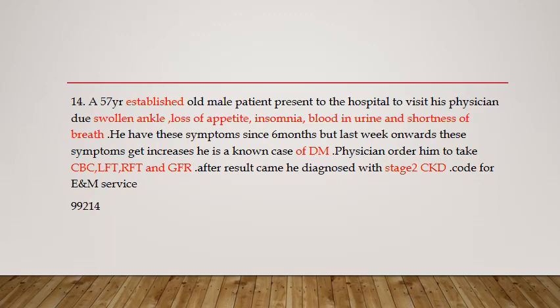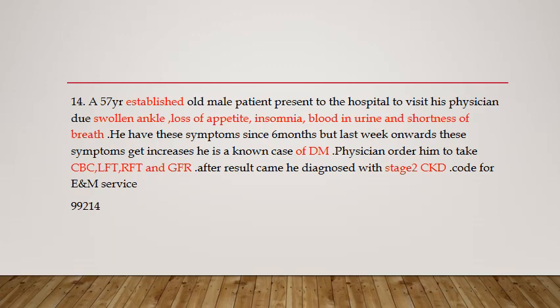Okay, so first identify what all the problems are. There are many minor problems mentioned like swollen ankle, loss of appetite, insomnia, etc. Then it is mentioned as diabetes mellitus, which is a stable chronic condition, and the result of the diagnosis of all these minor problems is stage 2 CKD. Stage 2 CKD means stage 2 chronic kidney disease, which is again a stable chronic illness. So the patient has two chronic illnesses, diabetes mellitus as well as CKD, which means you can take the problem table as moderate.